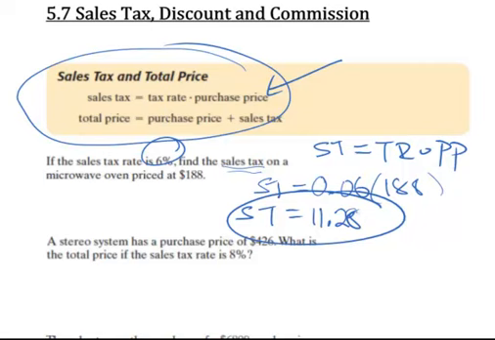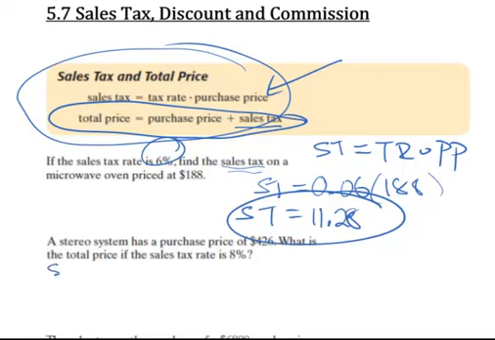All right, let's try the next one. The next one says a stereo system has a purchase price of $426. What is the total price? The sales tax rate is 8%. So now I'm looking for the total price. The total price is the purchase price plus the sales tax. I don't know the sales tax, but I know the sales tax rate. So I need to use my first formula again to find my sales tax. Then I can use that to find my total price.